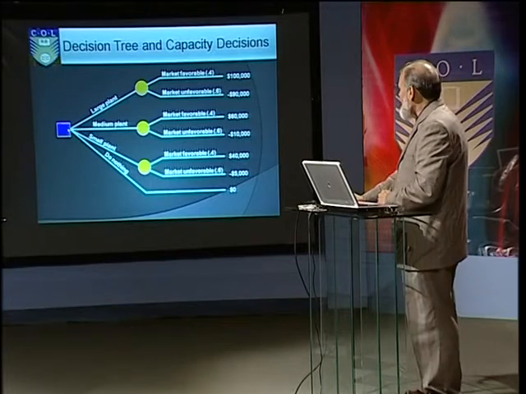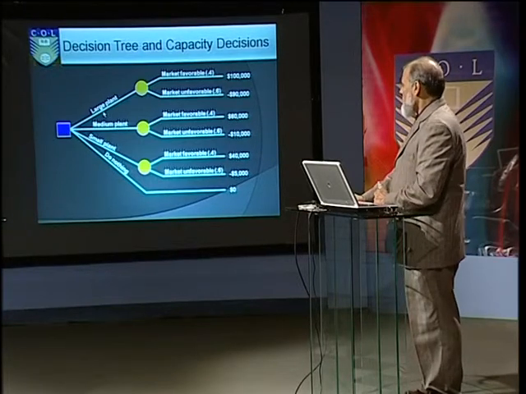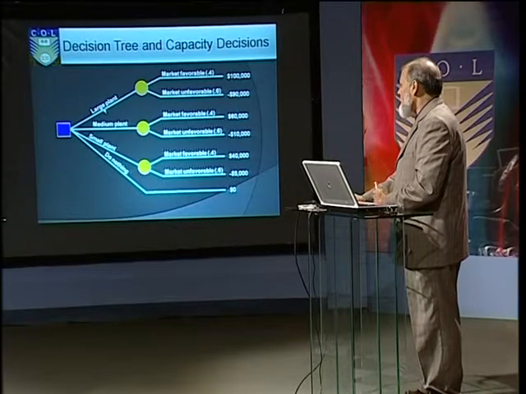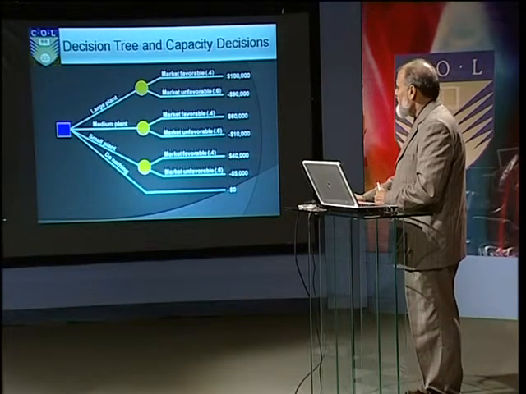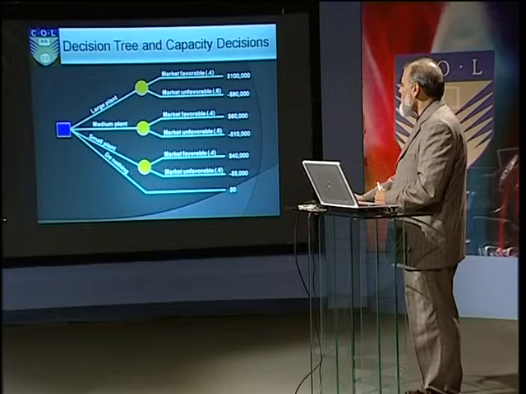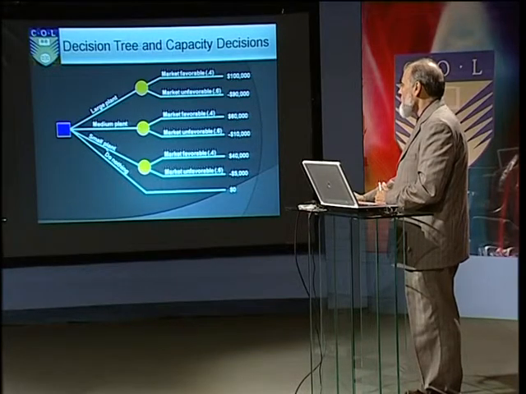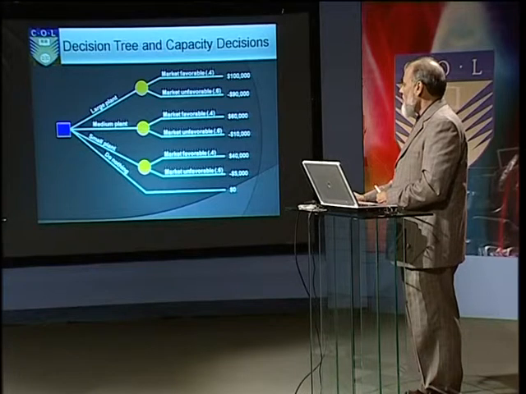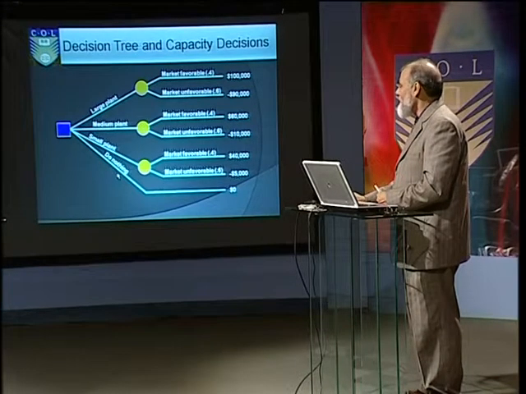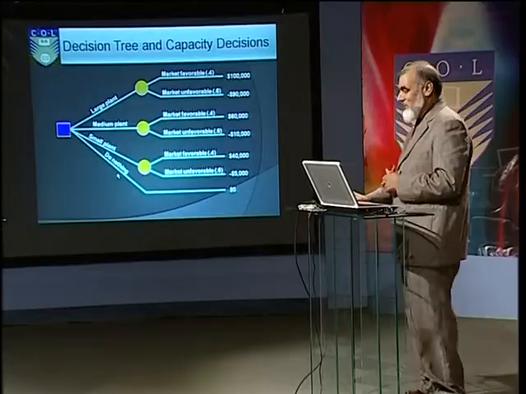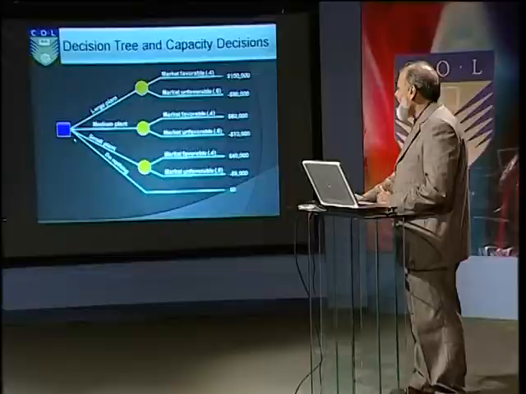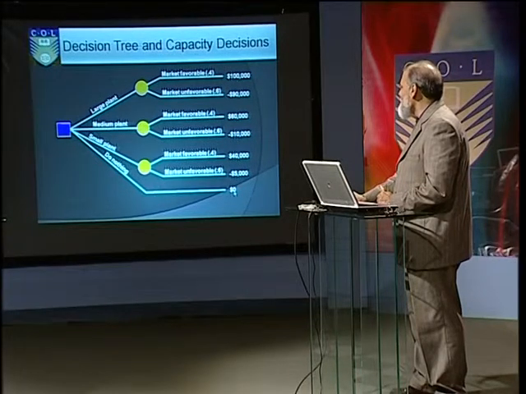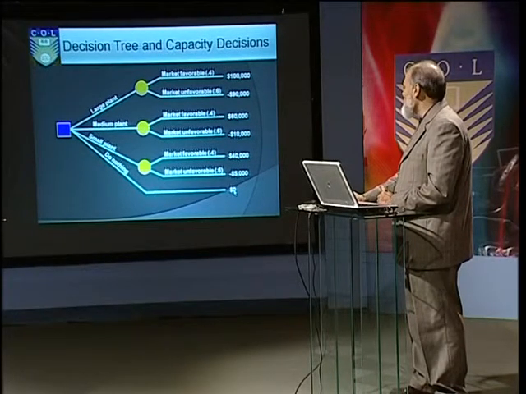Let's say you have an option for installing a larger plant, let's say 500,000 liters a day, a medium plant of 250,000 liters a day, or a small plant of 100,000 liters a day, or you always have an alternate. This is very interesting. In the analysis, we use an option: do nothing. If you don't do anything, you don't lose anything, you don't spend anything, and you get zero.